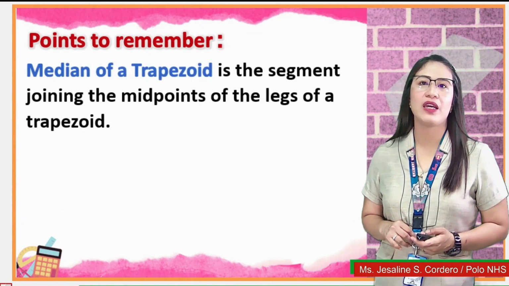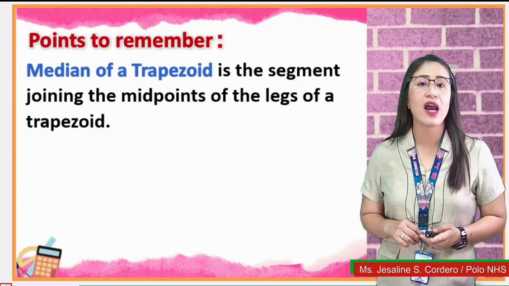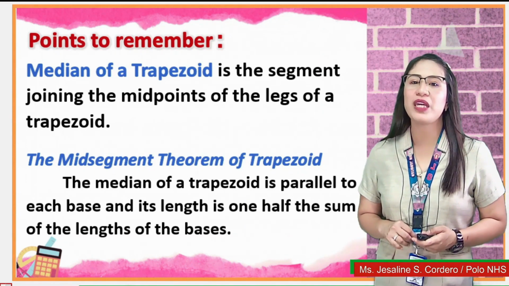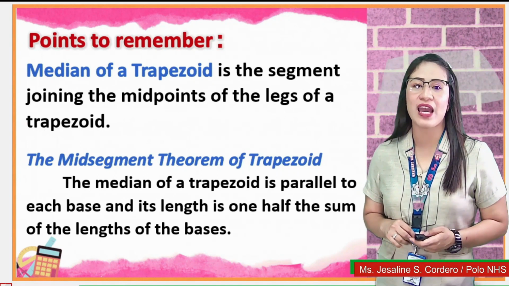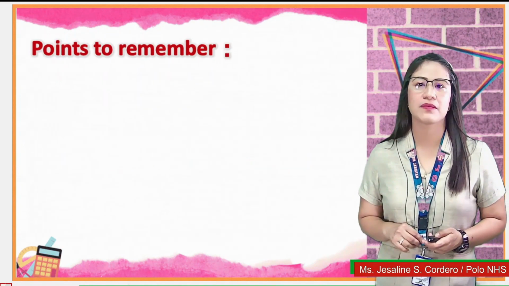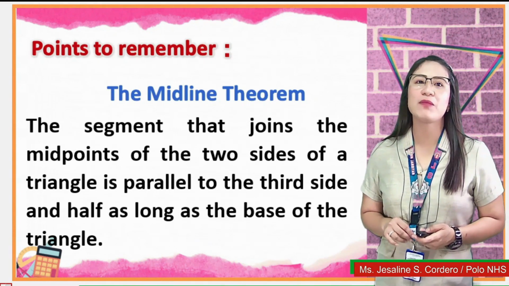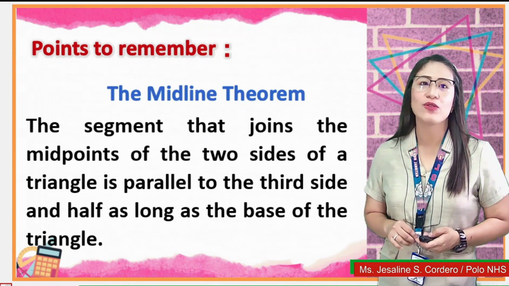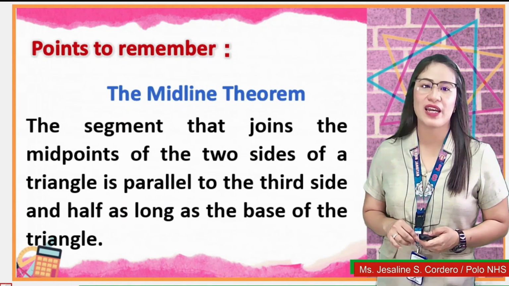Median of a trapezoid is the segment joining the midpoints of the legs of a trapezoid. The mid-segment theorem of a trapezoid: the median of a trapezoid is parallel to each base and its length is 1/2 of the sum of the lengths of the bases. The midline theorem: the segment that joins the midpoints of the two sides of a triangle is parallel to the third side and half as long as the base of the triangle.